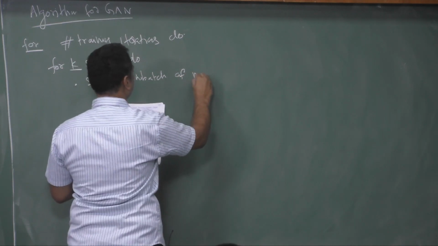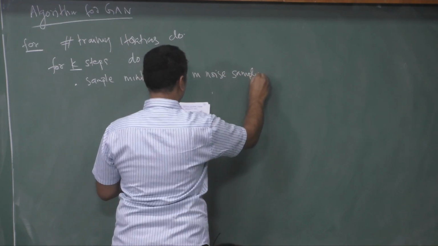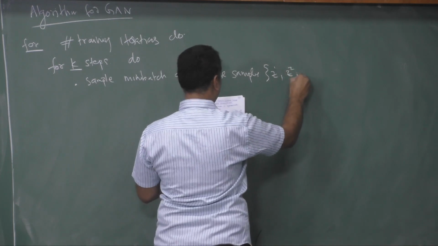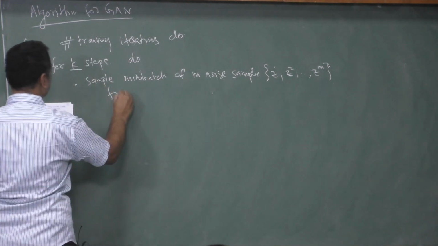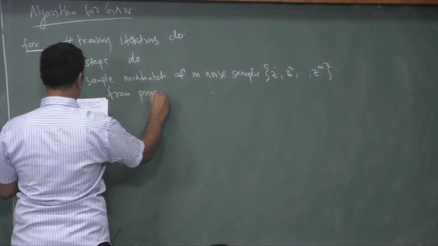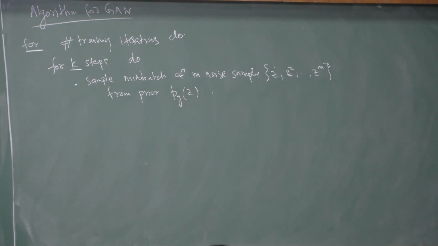Sample a mini batch of m noise samples z1, z2, ..., zm from the prior distribution p_z. And these noise samples will be something that we know. It could be a uniform distribution where I know how to sample, or it could be standard normal. So something that I know how to sample from, such that I get m noise samples.